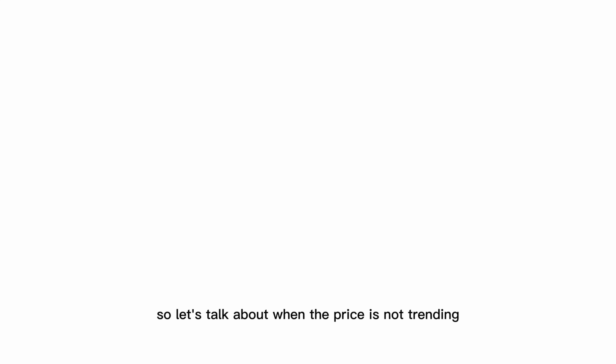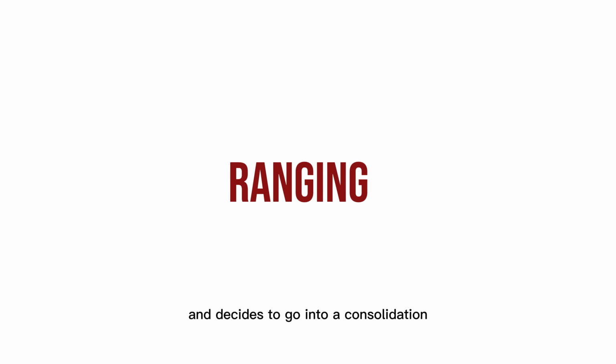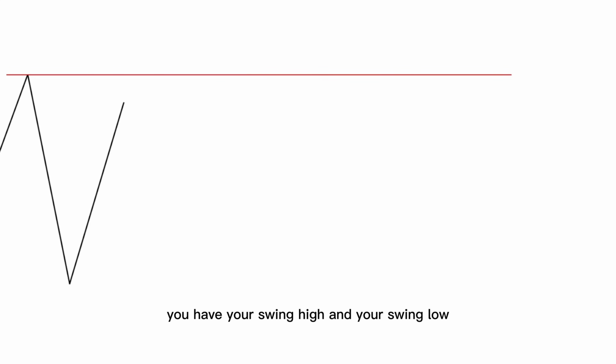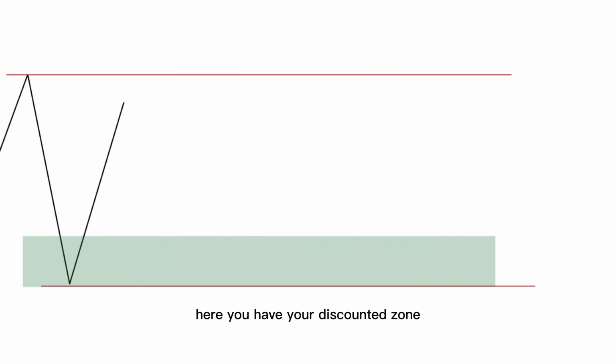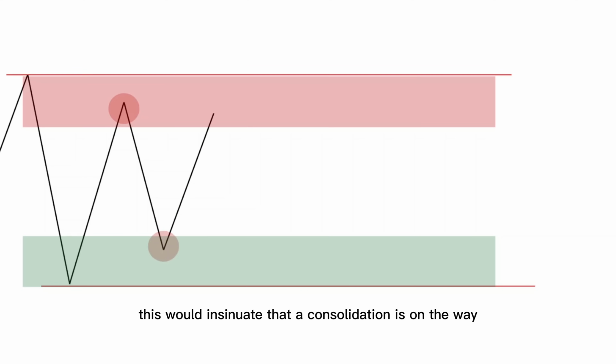So let's talk about when the price is not trending and decides to go into a consolidation. Here you have your range, you have your swing high and your swing low. So therefore, you want to mark up your range extremes, which would be your premium and discount. Here you have your discounted zone, and here you have your premium. So let's say price rejects from your premium, but fails to break your discount and rejects from the discount. This would insinuate that a consolidation is on the way, and expect price to bounce between these two extremes until it decides a direction to break into.